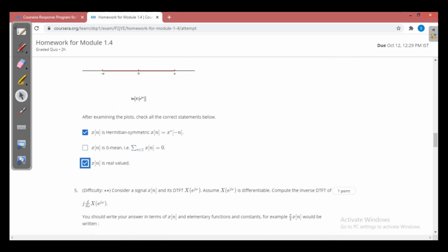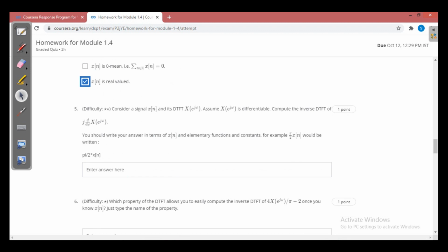Okay. Now the fifth one. Consider a signal x of n and its DTFT x of e power j omega. Assume x of e power j omega is differentiable. Compute the inverse DTFT of j into d by d omega of x of e power j omega. I am taking the DTFT of x of n, x of e power j omega, summation n from minus infinity to plus infinity x of n into e power minus j omega n.